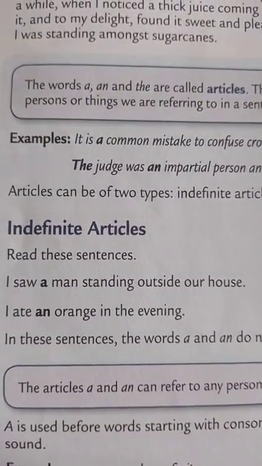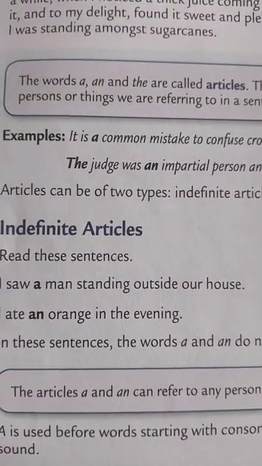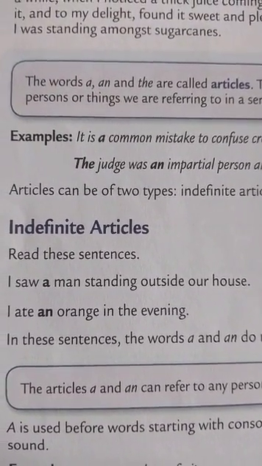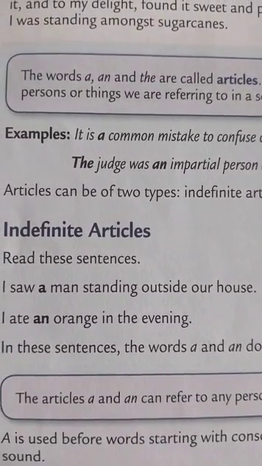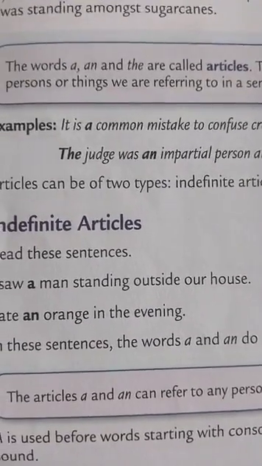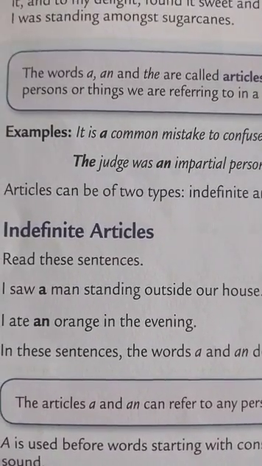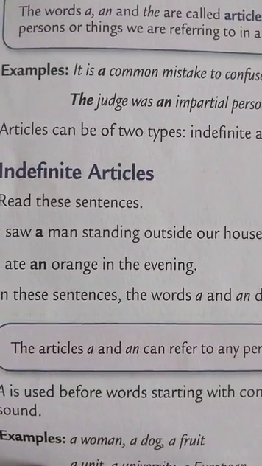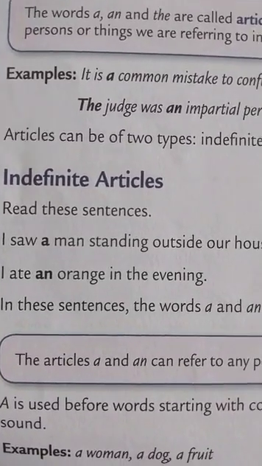Now see a few examples. I saw a man standing outside our house. Now in this sentence, a is an indefinite article, and in the second sentence, I ate an orange in the evening, the article an is an indefinite article. Now why are they called indefinite articles? Because they do not refer to any particular person or thing. Okay, so indefinite articles do not refer to any specific person or thing, but they talk about a person or a thing in general.